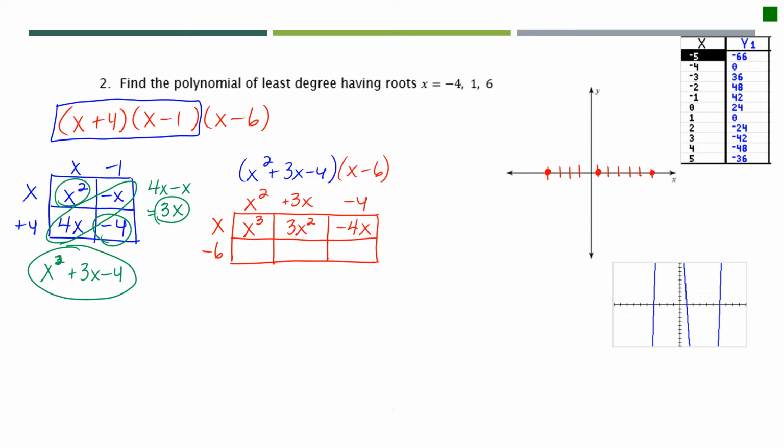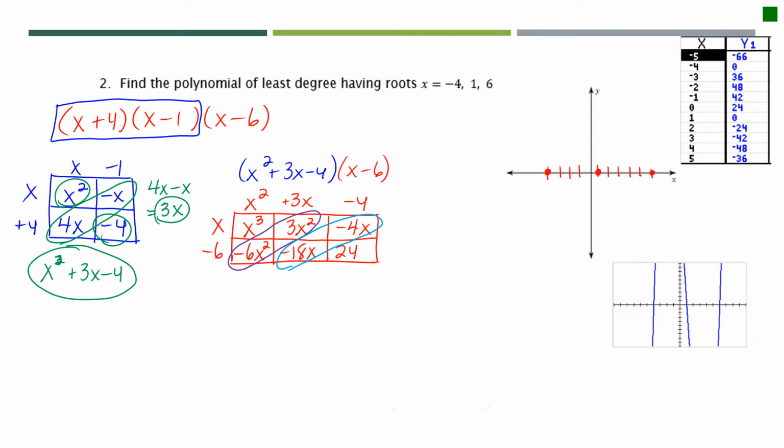Now I'm going to go to the bottom row. So now I'm going to multiply everything by negative 6. So x squared times negative 6 would be negative 6x squared. Negative 6 times 3x is negative 18x. And then negative 6 times negative 4 is positive 24. So now I have to worry about like terms. I see that I have 2x squared terms here. And then I also have 2x terms here. So I have 2 sets of like terms that I have to deal with.